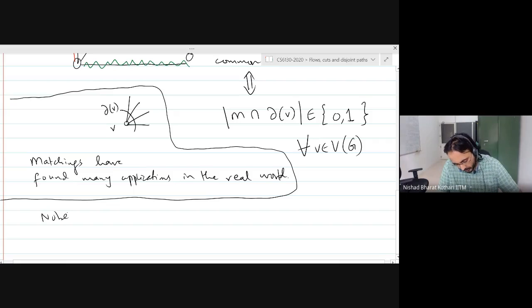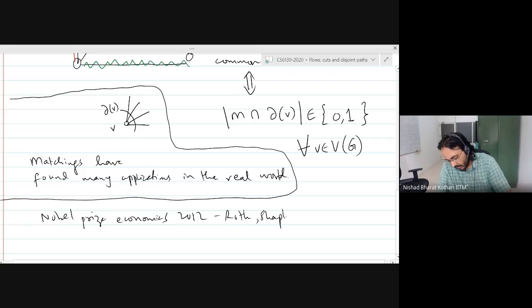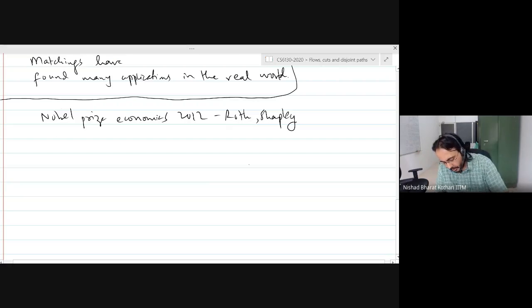The main reason for this Nobel Prize given to Roth and Shapley was that they used matchings not just in a graph theoretic sense, but also in a game theoretic sense, with applications to economics. They used it for organ donation problems. So I think this was in the UK, where you have an organ donation problem which looks like a bipartite graph.